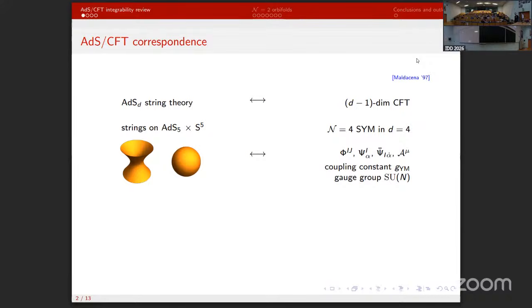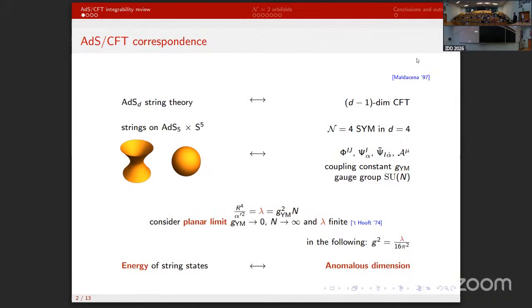In particular, this theory has 6 scalars that we also already heard about, and these will be the interesting fields for me today. A bunch of fermions, and then of course the gauge boson. The coupling constant is the Yang-Mills coupling constant, and we have some gauge group SU(N). As Charlotte was also mentioning, in the integrability application we're usually interested in the planar limit. So we take this combination of the coupling constant and the rank of the gauge group, which is the 't Hooft coupling lambda, and by making the coupling constant very small and the rank of the gauge group very large, while keeping lambda finite, we get the so-called planar limit.